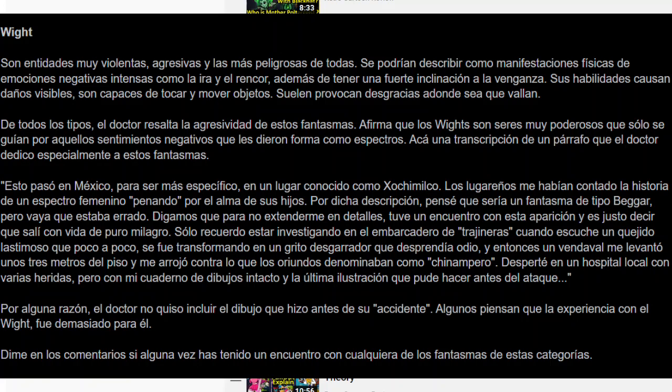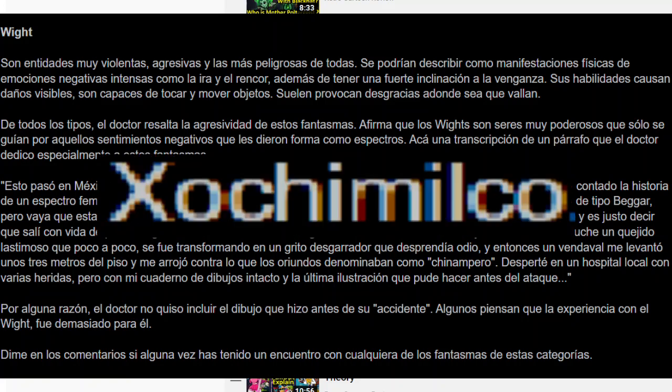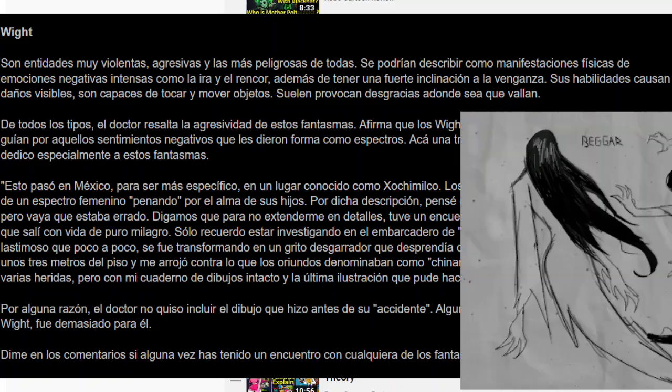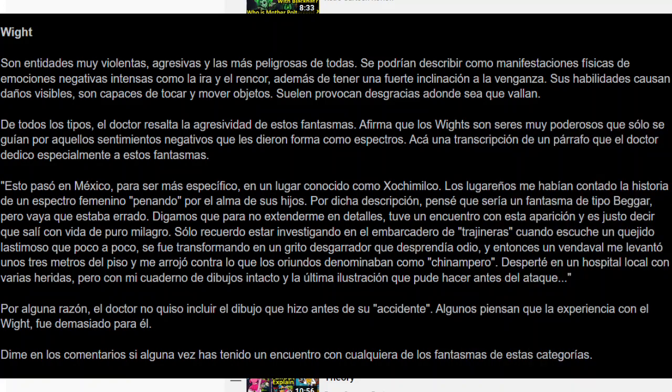Here is a transcript of a paragraph that the Doctor dedicated to this type of ghost. Now, these are the words of the Doctor. This happened in Mexico, to be more specific, the place known as Axcocitlo. Sorry, I did not say the name correctly, but you know what I mean. The locals told me a story about a female specter grieving for the souls of her own children. From the description, I thought it would be a beggar type of ghost, but boy, I was completely wrong. Without going into too much detail, I actually survived by a miracle.